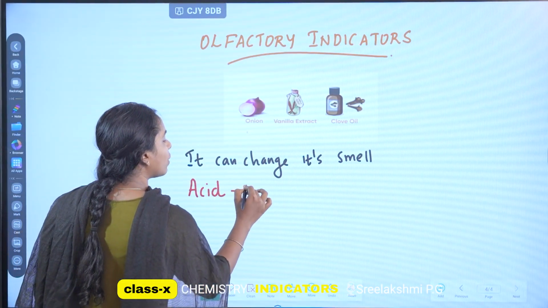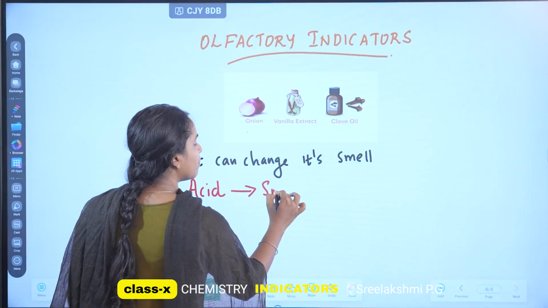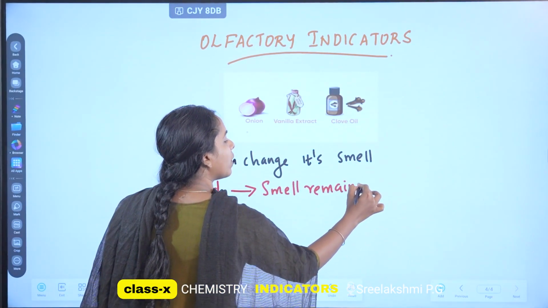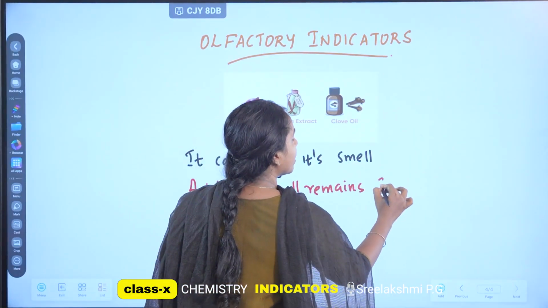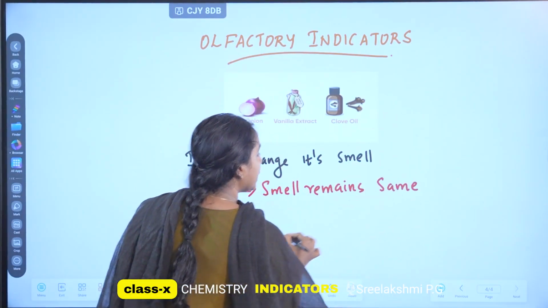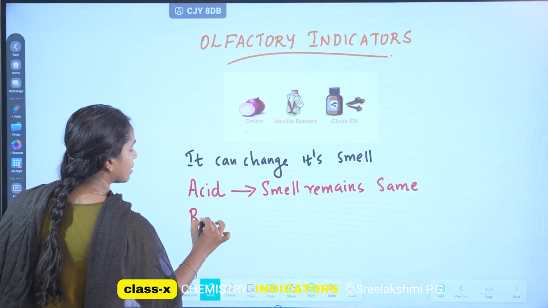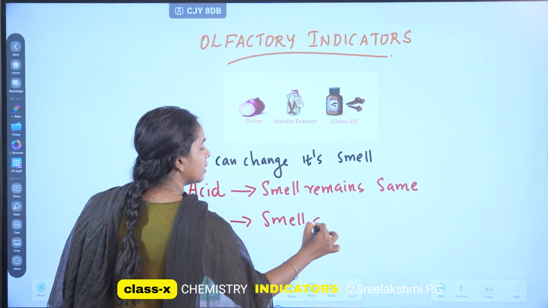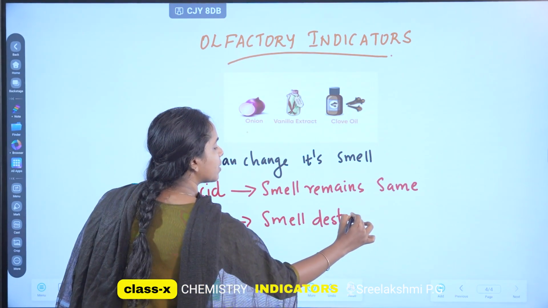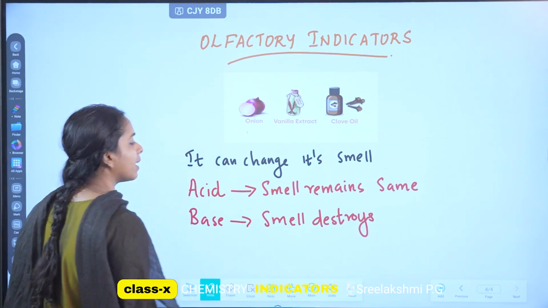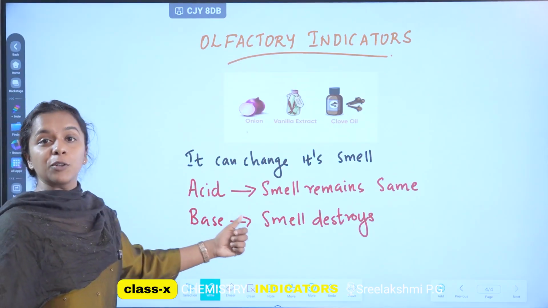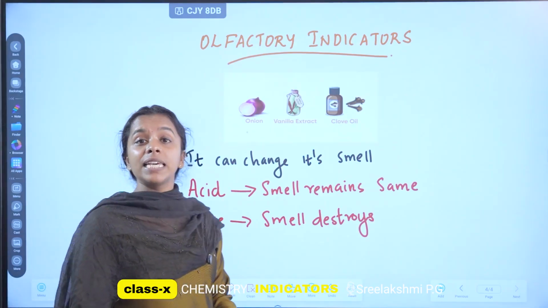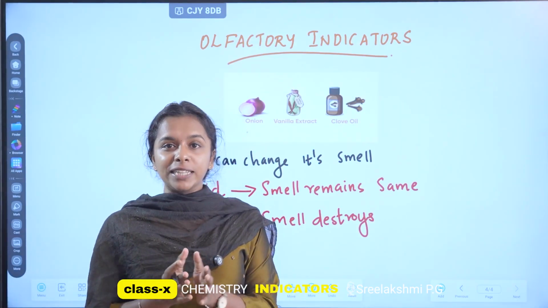In presence of acid, smell remains same. But in case of base, smell destroys. From there we can understand whether the given solution is an acid or base. So these are the three types of indicators.